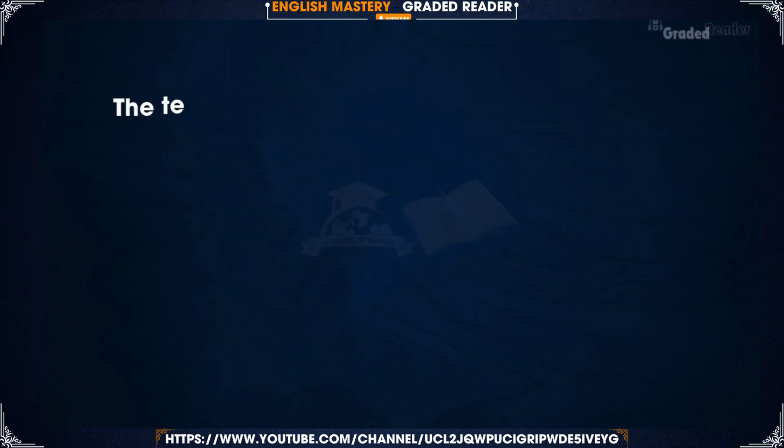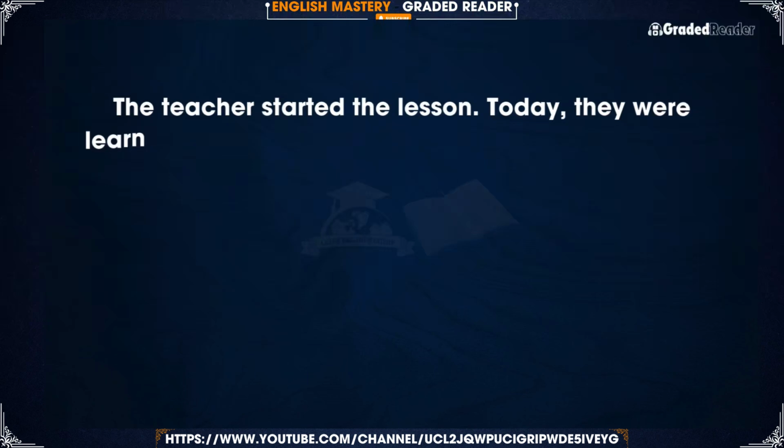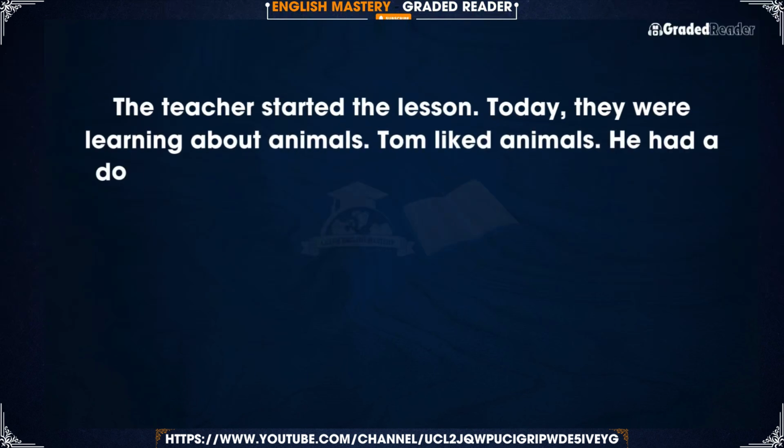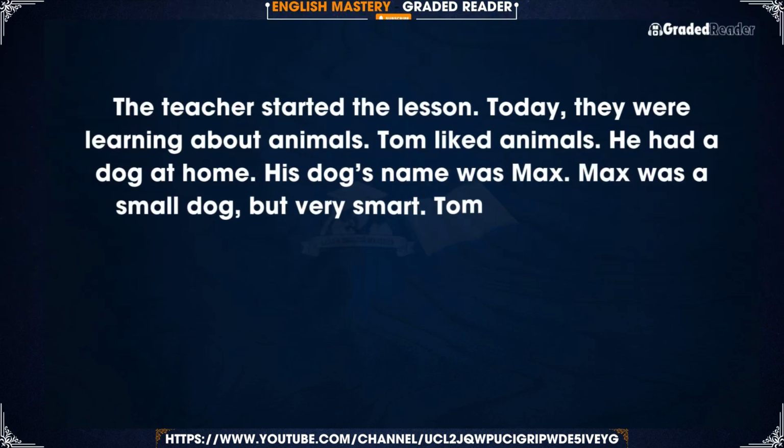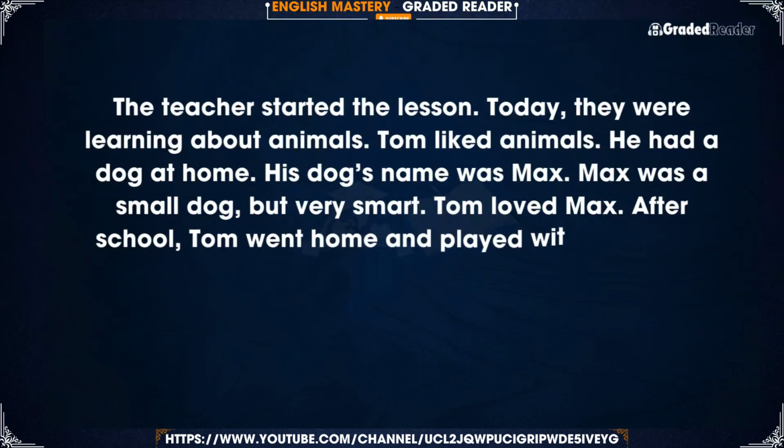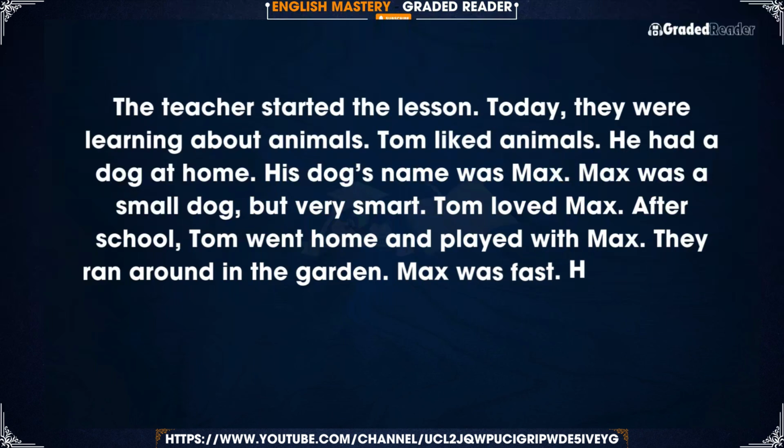The teacher started the lesson. Today, they were learning about animals. Tom liked animals. He had a dog at home. His dog's name was Max. Max was a small dog, but very smart. Tom loved Max. After school, Tom went home and played with Max.